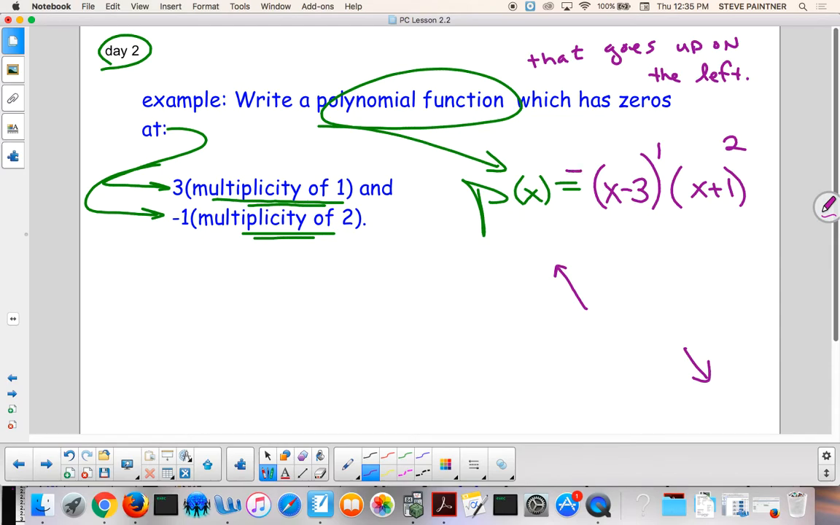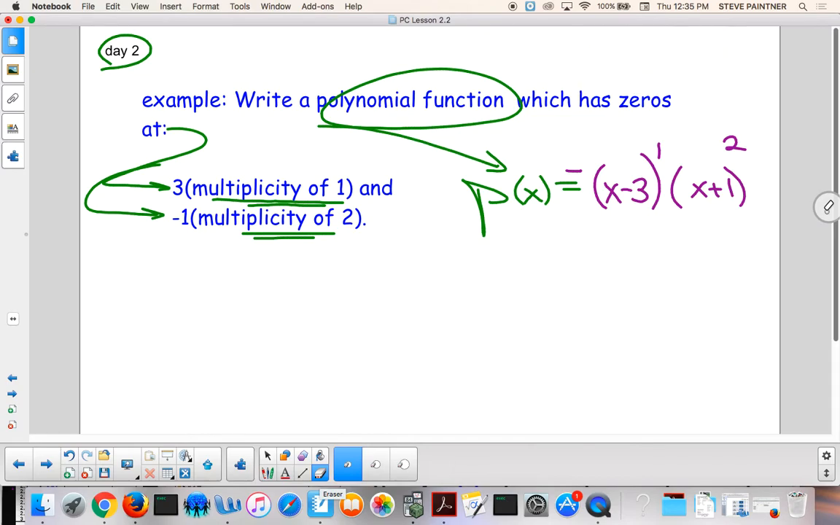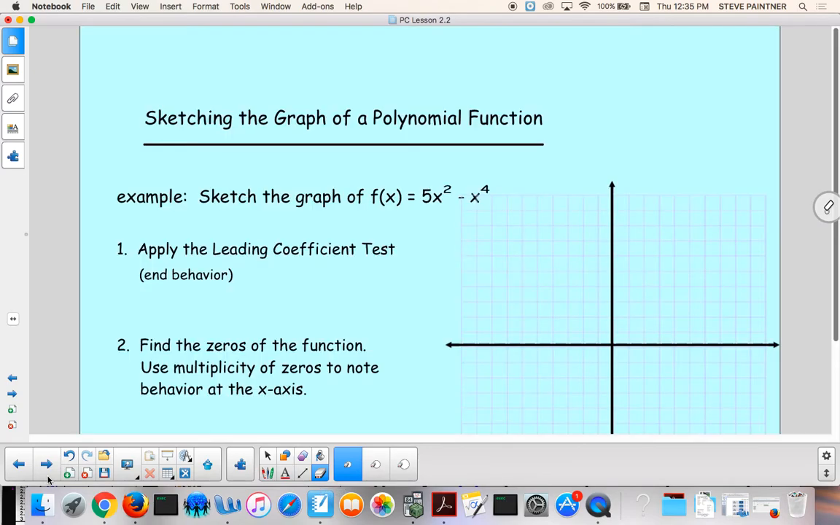But they didn't say this, and because they didn't say this, I have no idea what this leading coefficient is, so I'm just going to leave it. Okay, all right, good. Move on. Move on. You guys aren't saying anything.